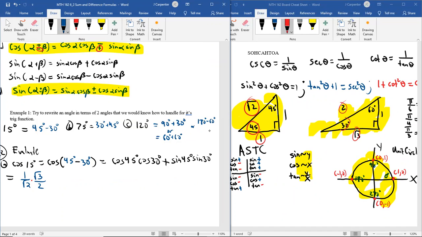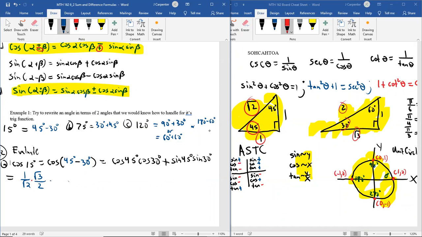So again, cosine of 45 was the 1 over square root of 2. Cosine of 30 was the square root of 3 over 2. Now you might be saying, Mr. Beckner, you left this as 1 over square root of 2 instead of going ahead and saying square root of 2 over 2. Sure, you can go ahead and fix that up. That's perfectly fine. And in fact, I'll do it in the next step.